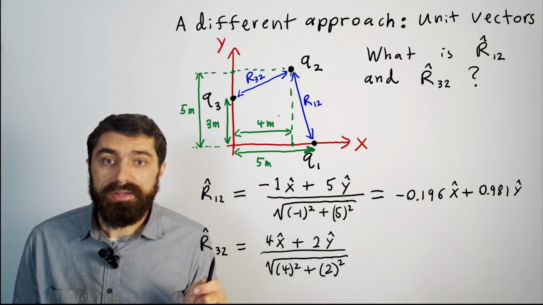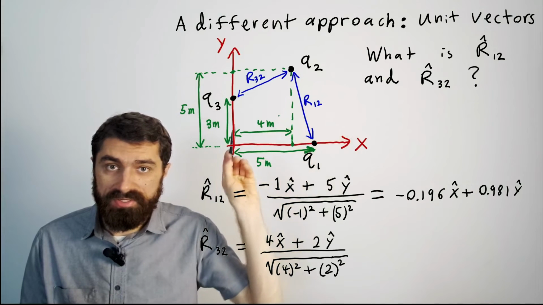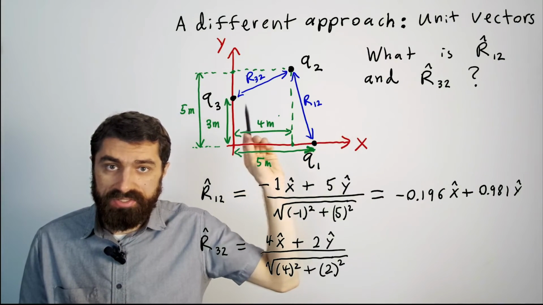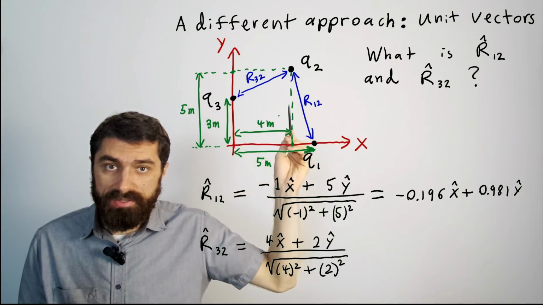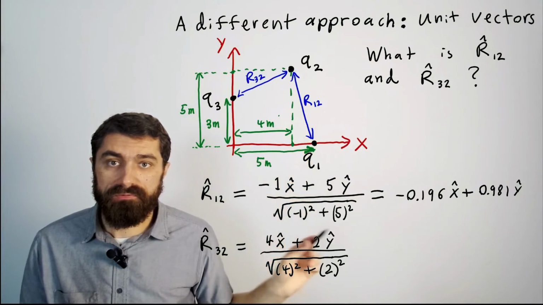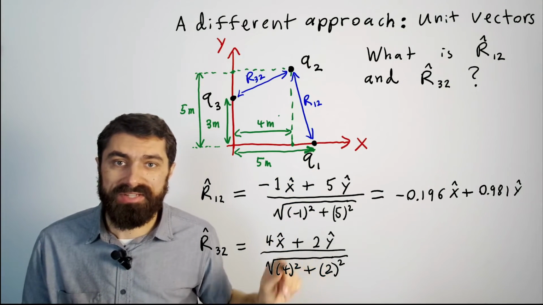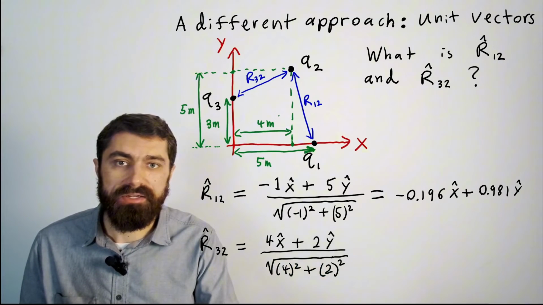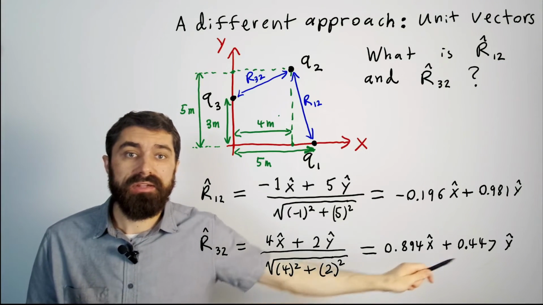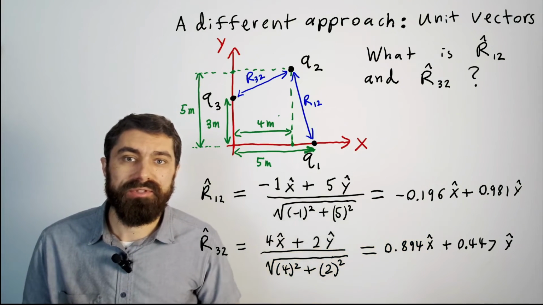In a very similar way, for r hat 3,2, going from 3 to 2, you can see you shift +4 in the x direction and then +2 in the y direction. So there's our vector, the orientation, but then you have to divide it by the magnitude to get that unity magnitude. Then you just plug and chug, and this is what I get for the two unit vectors. Okay, so the rest is actually super straightforward now.